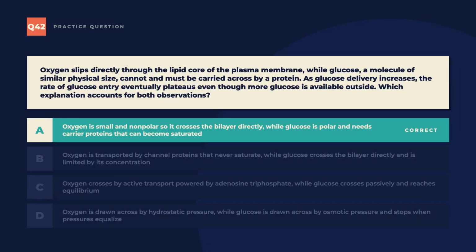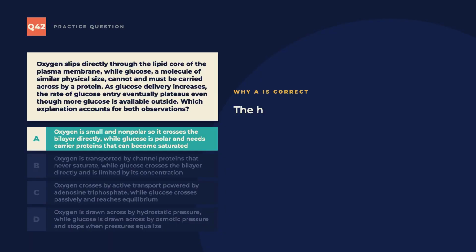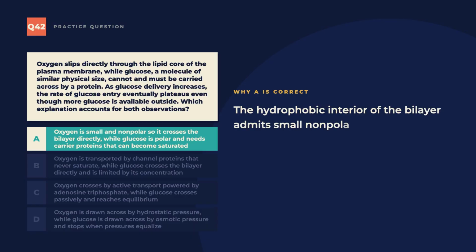The correct answer is A. Oxygen is small and non-polar, so it crosses the bilayer directly, while glucose is polar and needs carrier proteins that can become saturated. A is correct because the hydrophobic interior of the bilayer admits small, non-polar lipid-soluble molecules such as oxygen and carbon dioxide by simple diffusion.